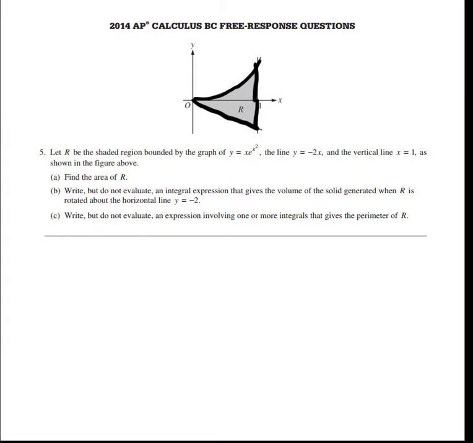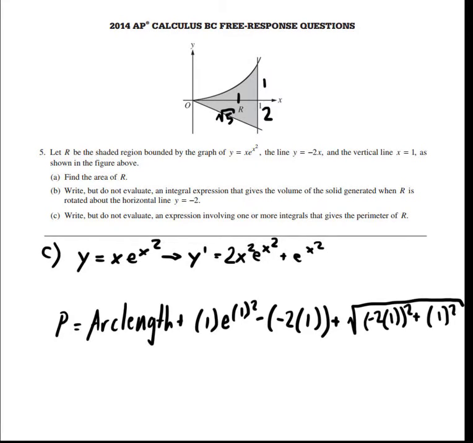The arc length formula is the integral from a to b of the square root of 1 plus (dy over dx) squared dx. We find that dy over dx of y equals x times e to the x squared is equal to 2x squared e to the x squared plus e to the x squared. When we plug in 1 to find the vertical segments of both of those pieces, we get that one of them is e and one of them is 2.